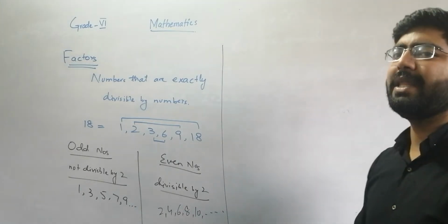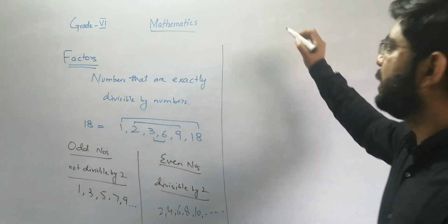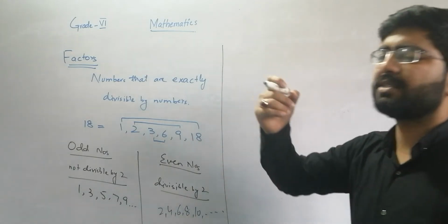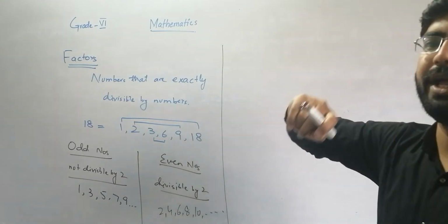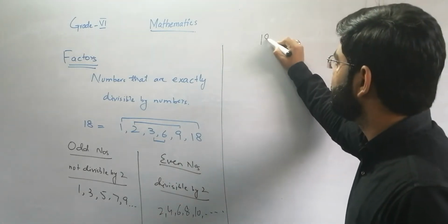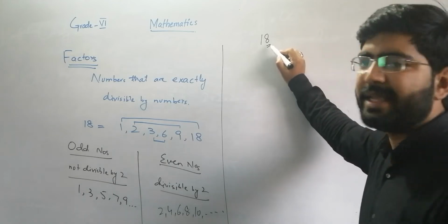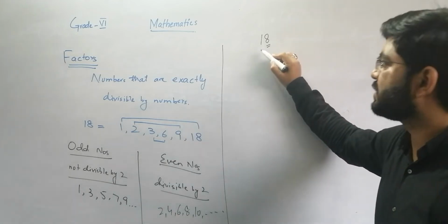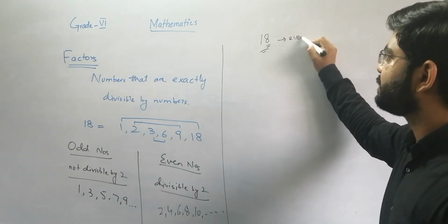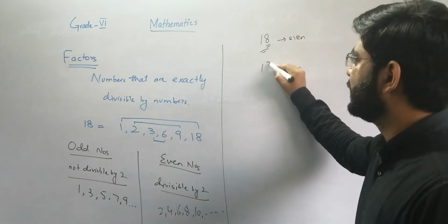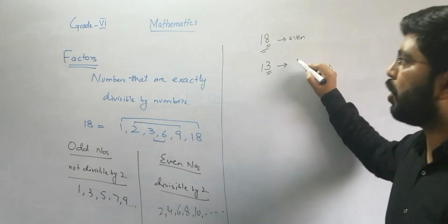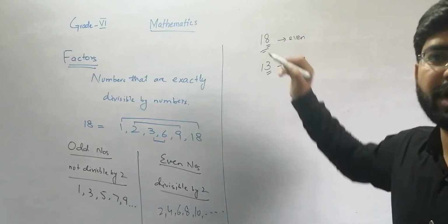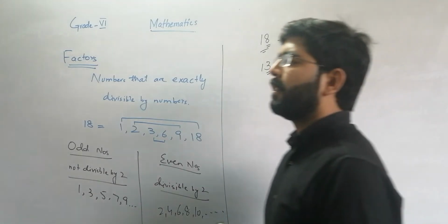A number can be called an even number if the last digit, that is the unit part, is divisible by 2. For example, in 18, the unit part is 8 which is divisible by 2. It is called an even number. A number, for example, is 13. The unit part is odd, so it is not divisible by 2.